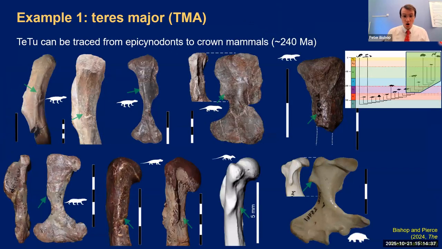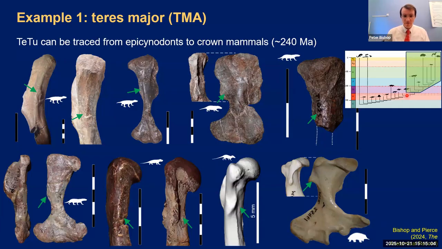Now we can recognize a comparable scar in many, many fossils. Often it's a linear ridge or a longitudinal tubercle on the back surface of the humerus. And we can trace this teres tuberosity all the way down to early cynodonts, about 240 million years ago. So far from being distinctive to just modern mammals, the teres major actually has very great antiquity to its history.